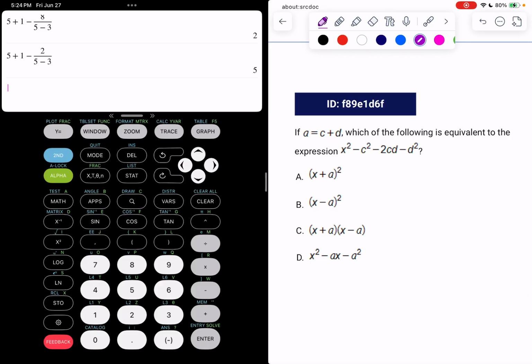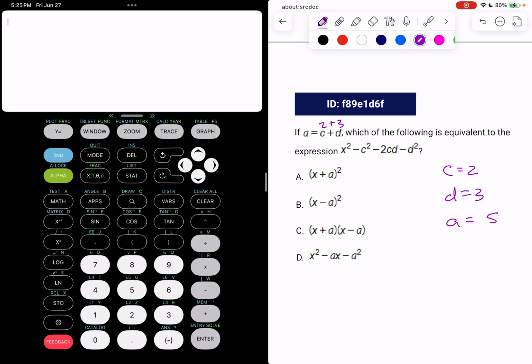If A equals C plus D, which of the following is equivalent to the expression x squared minus c squared minus 2cd minus d squared? All right, it looks like our variables here in the answer choices are giving us a strong plug-in vibe. We're also noticing that we have variables that are related here. So if we're gonna plug in for them, we have to make sure we're plugging in C and D and finding out what A is. So if I make C 2 and D 3, my A would be whatever 2 plus 3 would be, which is 5.